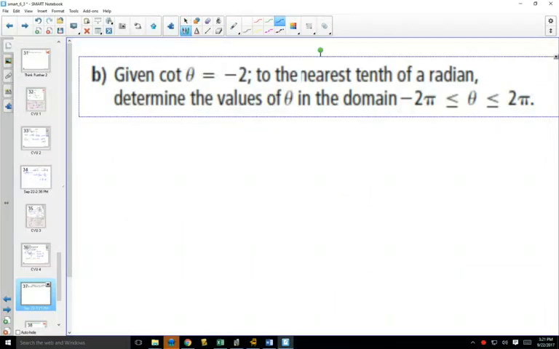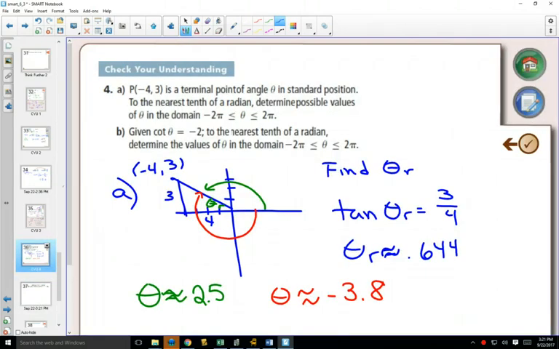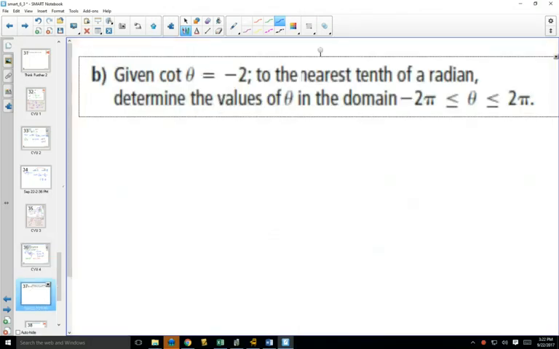Part B. Again, we've done these questions in degrees already. The only thing we're changing here is we're doing this in radians.